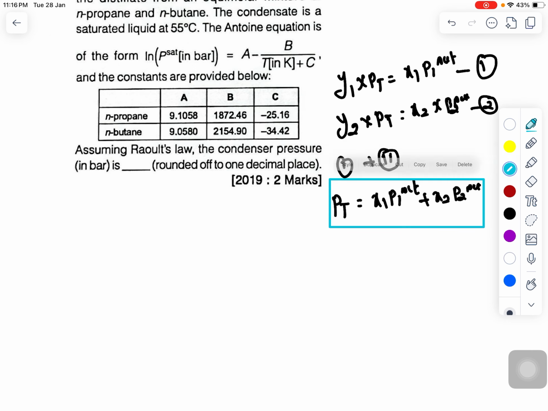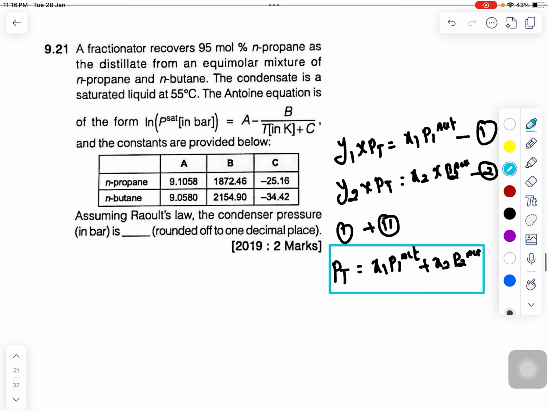Whenever you want to solve any particular problem, you should understand which kind of data is required to solve it. Here you can see in the question that the mole fraction of the liquid phase is given to you. Equimolar mixture means x1 equals 0.5 and x2 equals 0.5. Also, in the distillate it is recovering 95 mole percent of n-propane. To calculate the condenser pressure, you are supposed to calculate P1 sat and P2 sat. For that you have to use the Antoine equation, and the values of constants A, B, C are given to you.